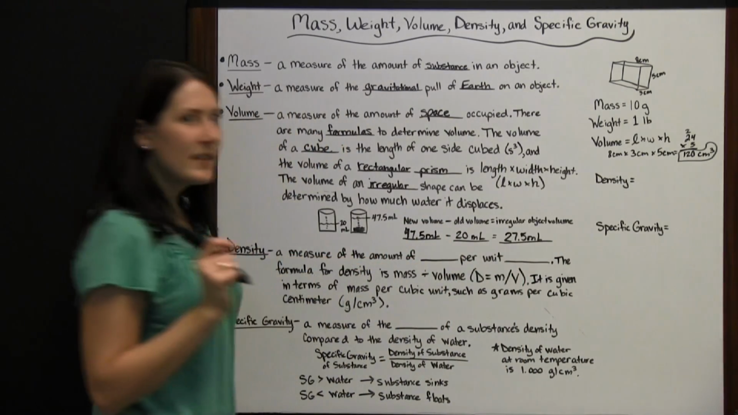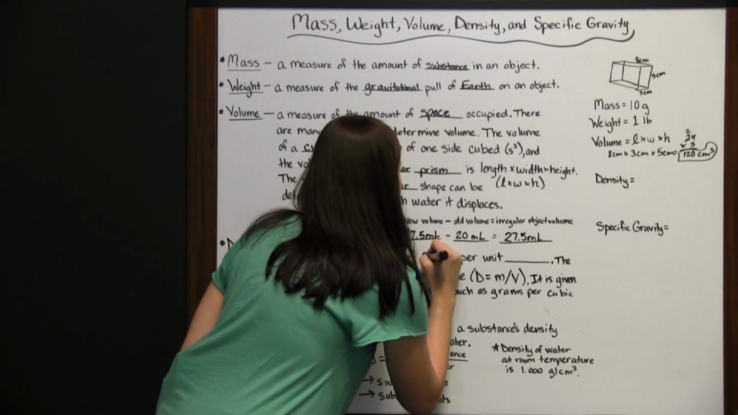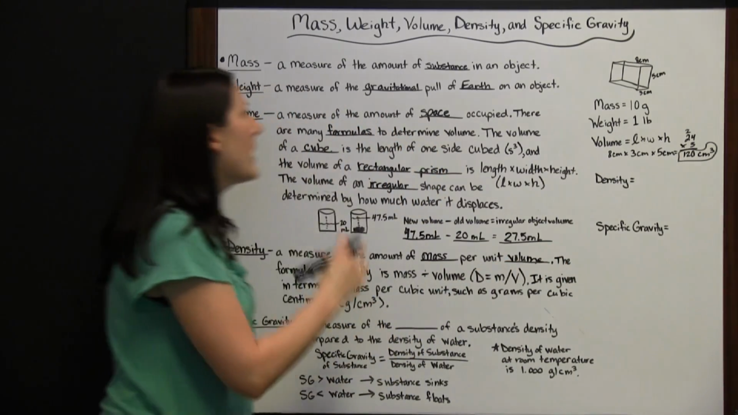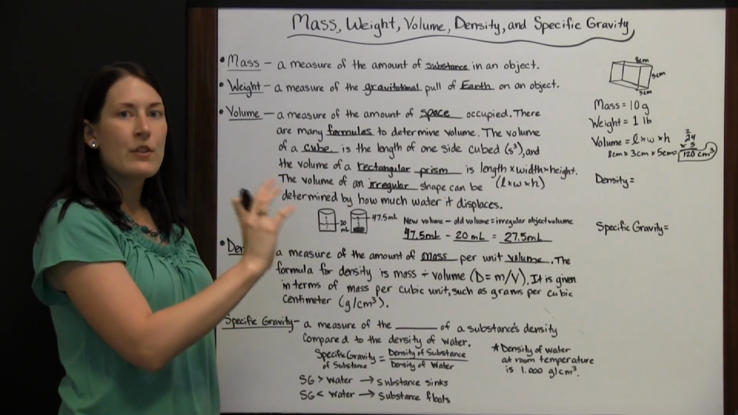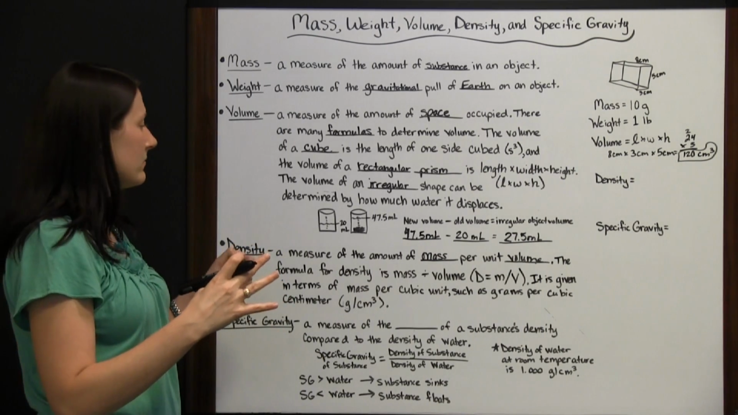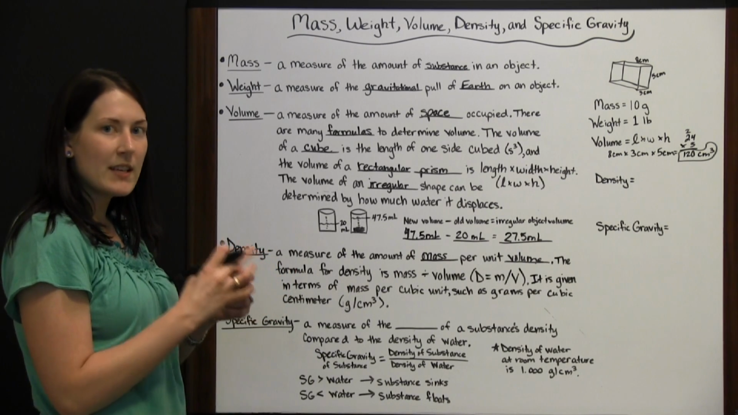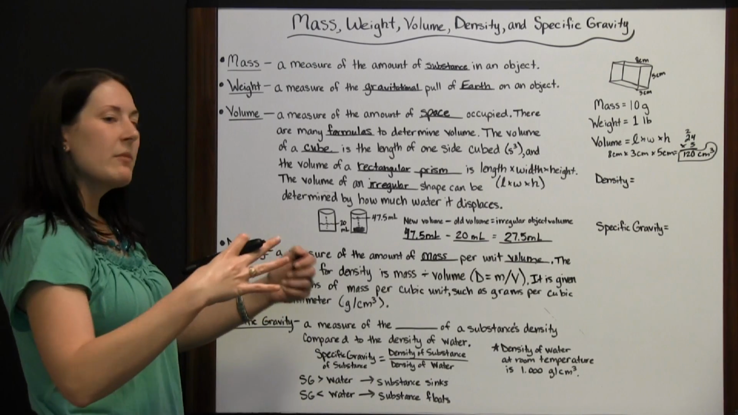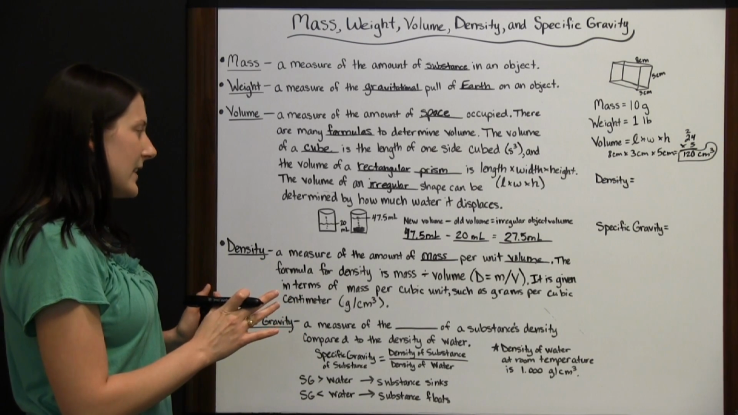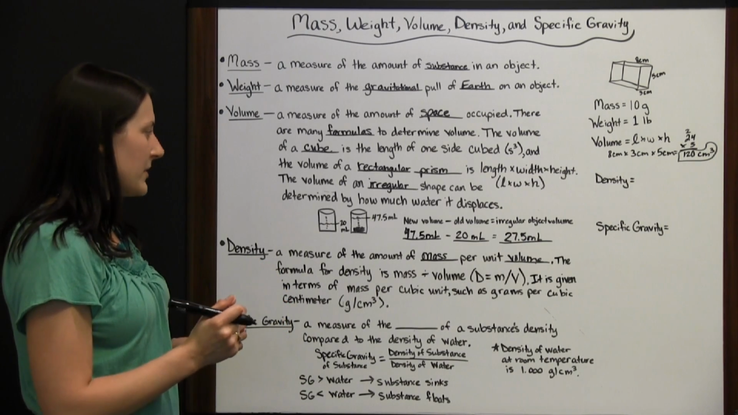Now let's move on to density. Density is the measure of the amount of mass per unit volume. So they want to know how much substance is there per the space that it makes up. So some things are going to be more dense. Their particles are going to be smashed more closely together in a smaller unit of volume, where some are going to be more spaced out and they're going to be in a bigger unit of volume. So density is going to tell us how much mass there is per volume, per space that an object is taking up.